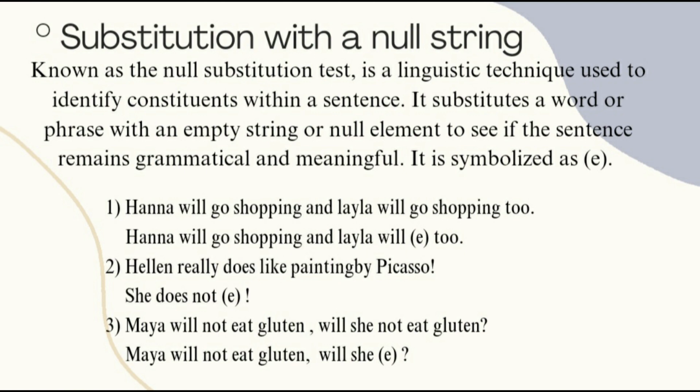Another example, Helen really does like paintings by Picasso. So we're gonna say, instead of this sentence, she does not. And in the third sentence, Maya will not eat gluten. Will she not eat gluten? So it's gonna change into Maya will not eat gluten. Will she? In this part of the sentence, we replaced will she not eat gluten with will she, and it still gives the same meaning.